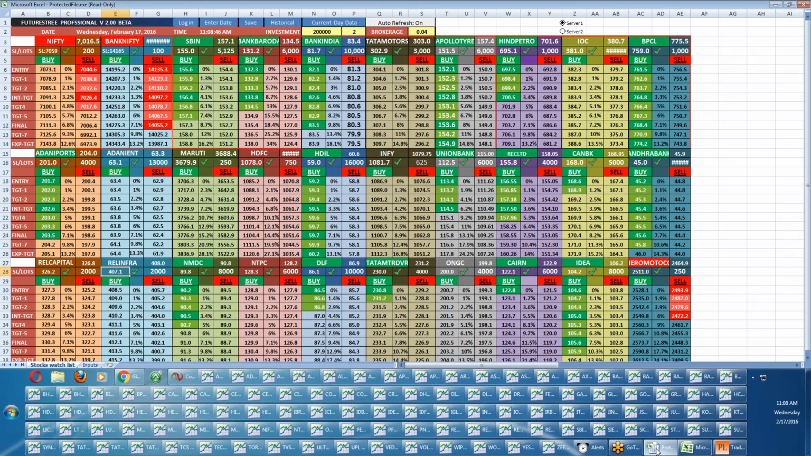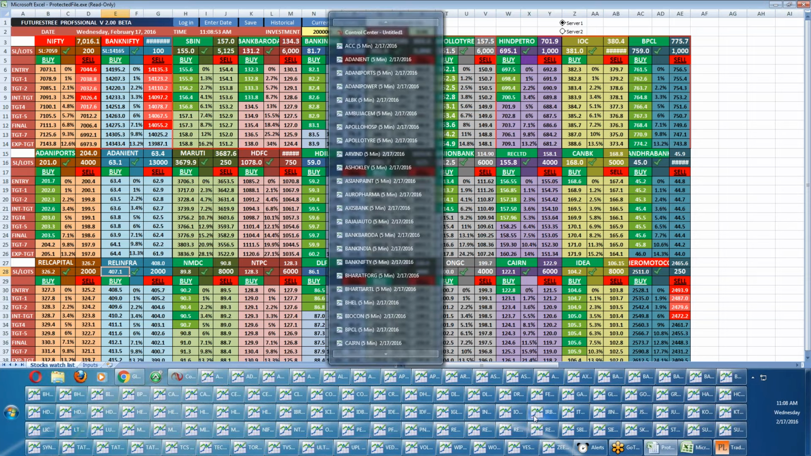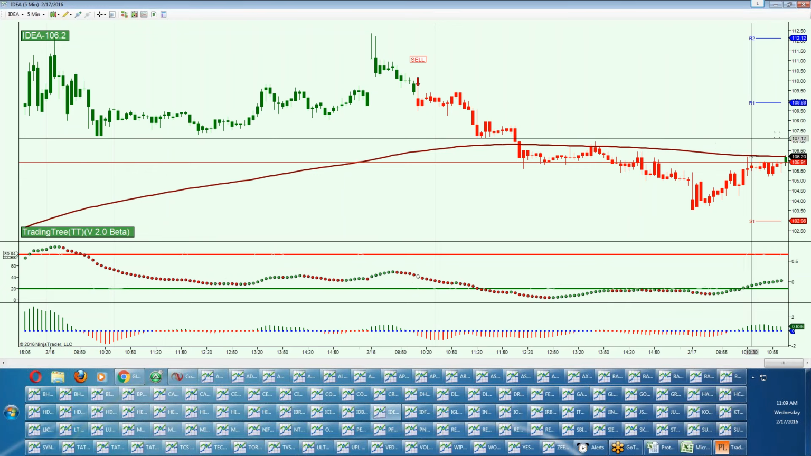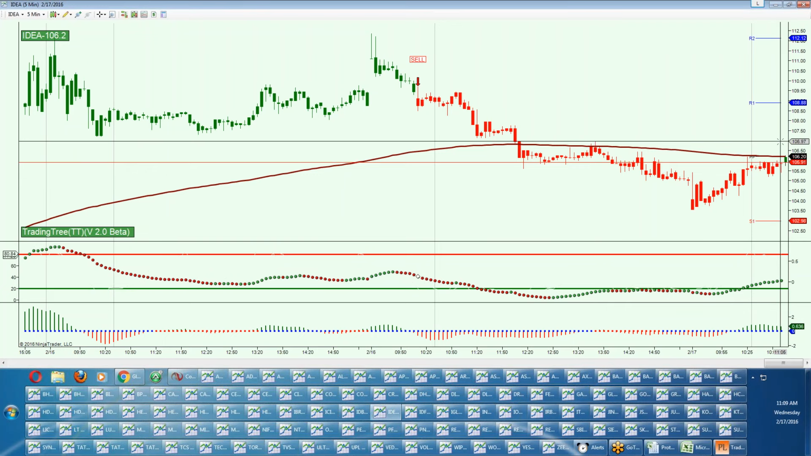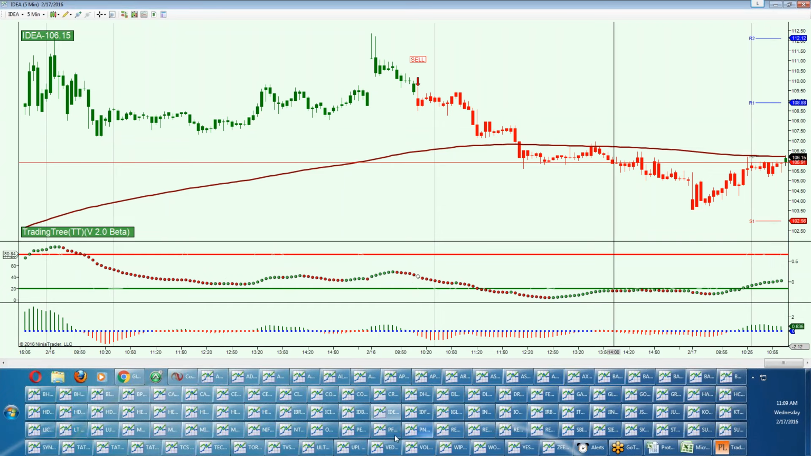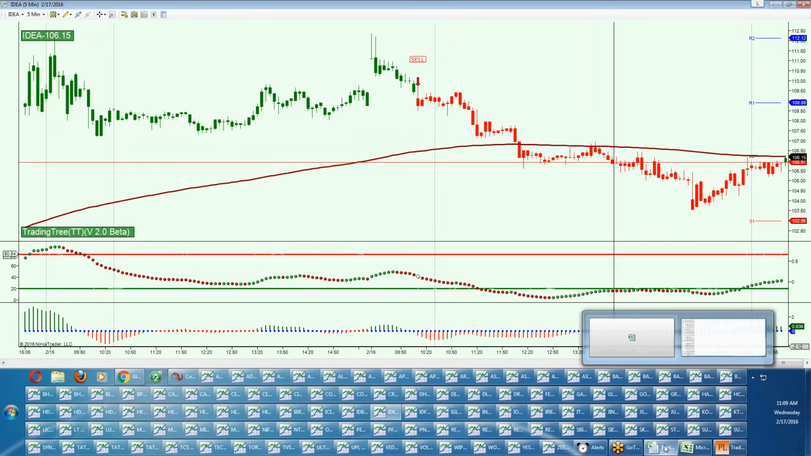You can hold on to Adani ports. Seems like 208 is a possibility for Adani ports. Idea has started moving. We should get a sell call. In case if we get a sell call above this brown line, I think it will make 107 and even 108.50. So you can hold on to one idea.